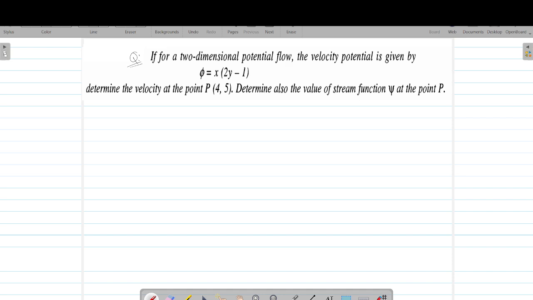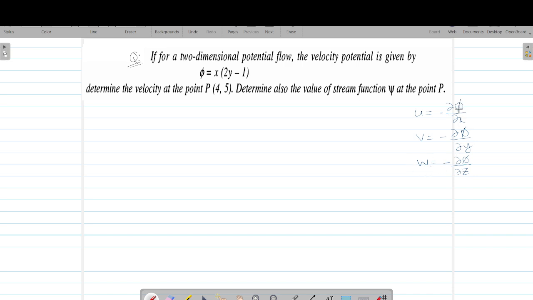Okay. So we know that u, which is the velocity component in the x direction, can be written as negative d phi dx. v is equal to negative d phi dy and w is equal to negative d phi dz. So along the x direction the velocity component will be u, for the y direction it is v, and for the z direction it is w.